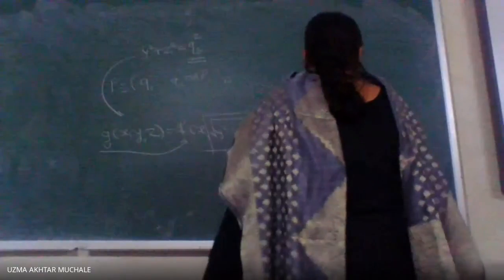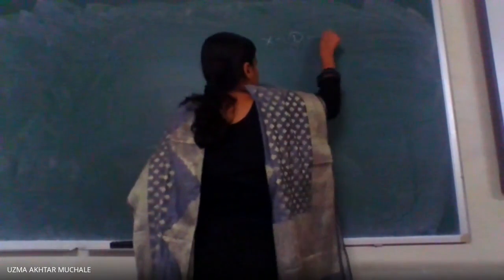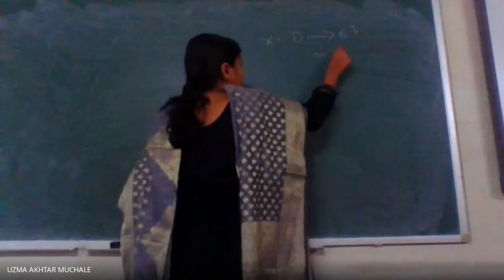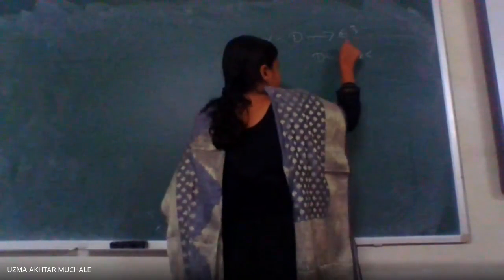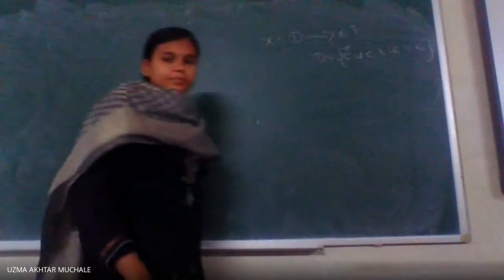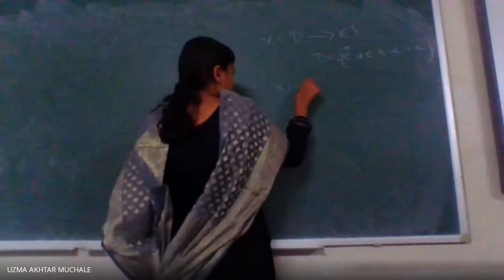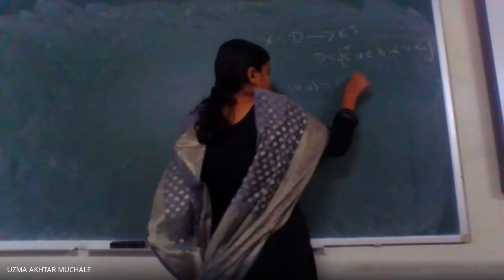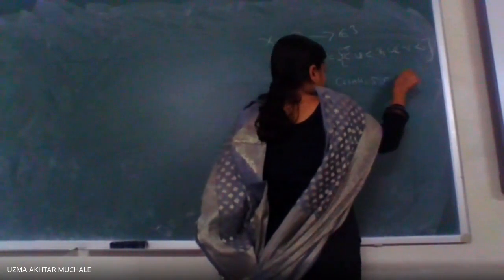x of (u, v) is equal to (sin u, sin 2u), and the third coordinate is v. What is x? x is a mapping from D to R3. What is D? D is provided to us as u within minus pi to plus pi, and v from 0 to 1. And the equation we have is x of (u, v) equals (sin u, sin 2u, v).